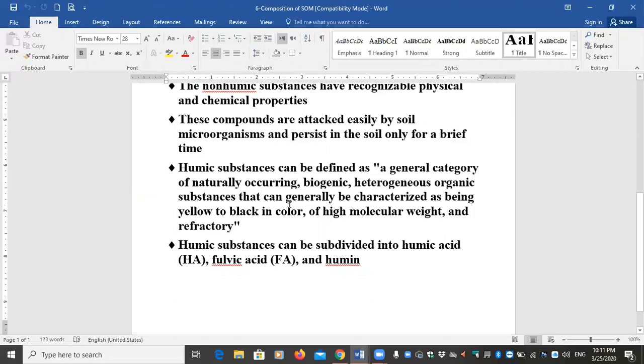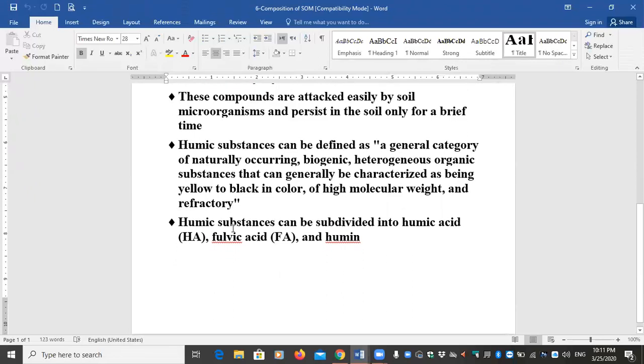Research has been carried out, and it says that some compounds, some parts of the humus can last for hundreds of years in the soil. Humic substances can be subdivided into humic acid, HA, fulvic acid, and humin.